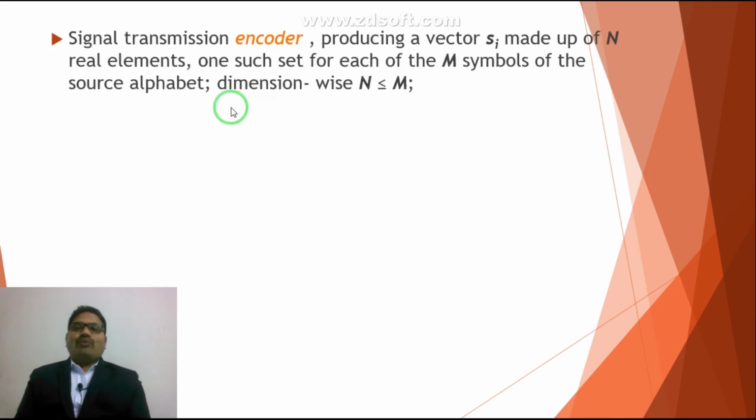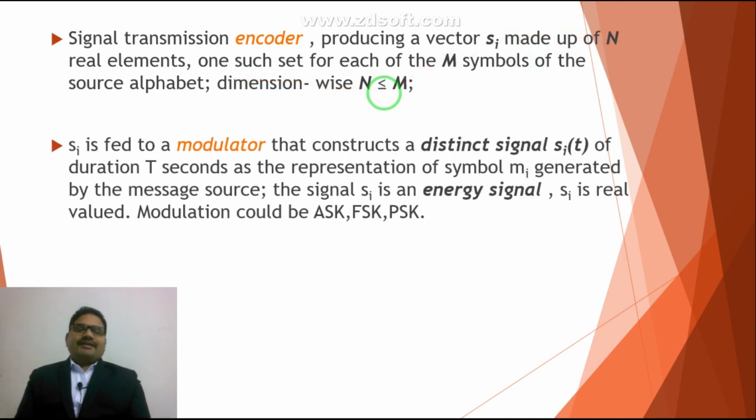Next, the output of the message source is given to the encoder, which produces a vector, say Si, made up of n elements. Then the output of the encoder is given to the modulator. The modulator constructs a distinct signal Si of t, of duration T seconds. So the output Si is basically an energy signal, meaning real-valued signals.